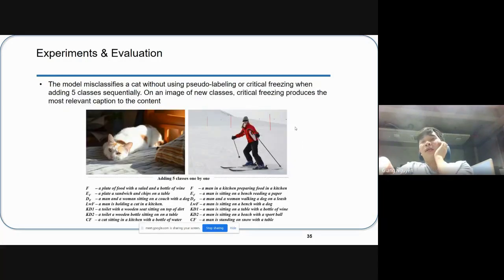And this is the qualitative result. So in the old figure, let us see, only learning without forgetting and critical freezing classify a cat correctly in the caption. Here you can see a man is holding a cat in a kitchen, and a cat is sitting in a kitchen. And in the new task, almost every model can predict this is a man, but critical freezing has the best caption: a man is standing on snow with a table.